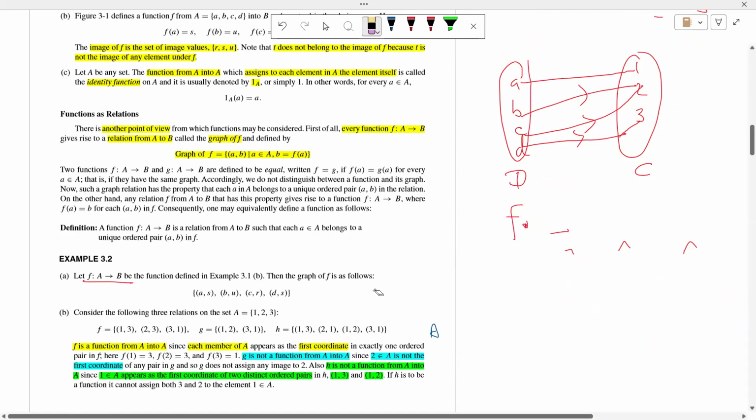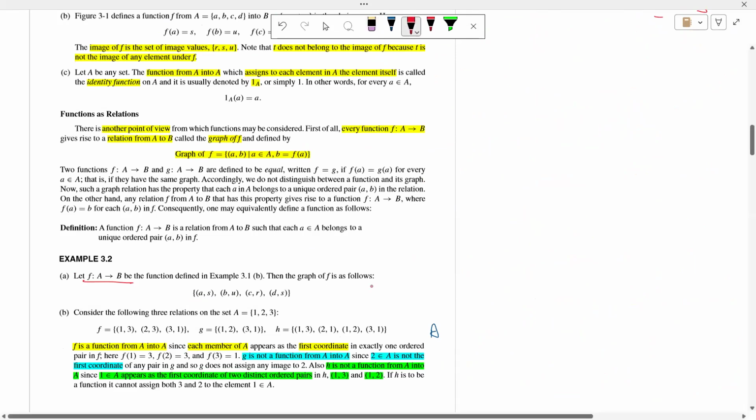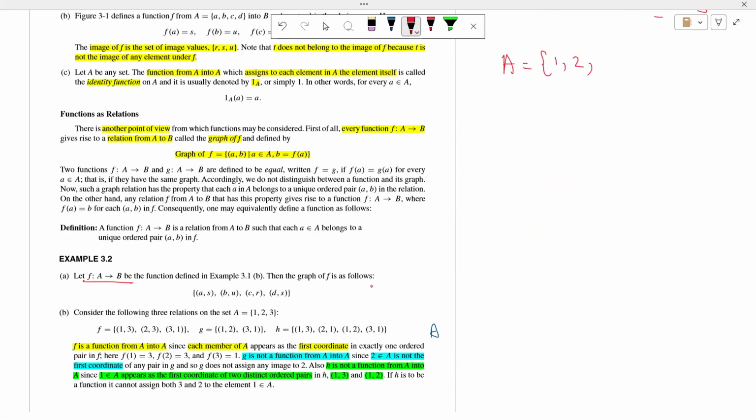Okay, the second example. If you look at here, there is a set A. A is a set with three elements, 1, 2, and 3. These are the elements of A, right? They are giving three functions. F is one function, G is another function, H is another function. Set A has three elements, 1, 2, 3, right?